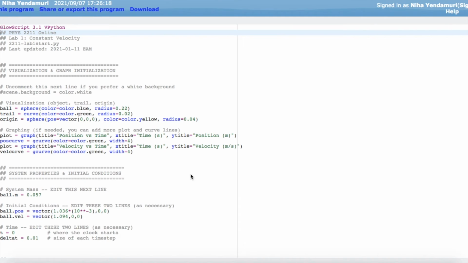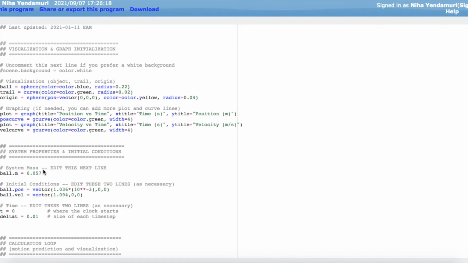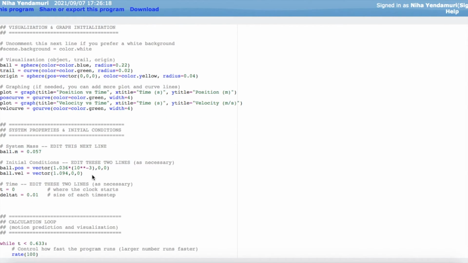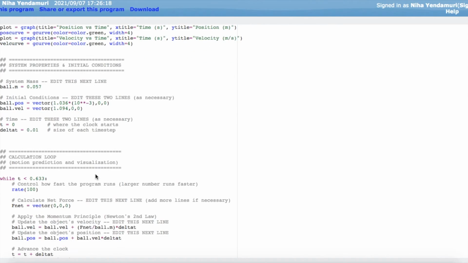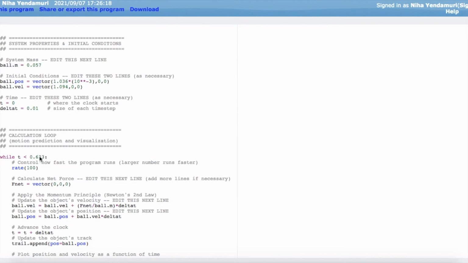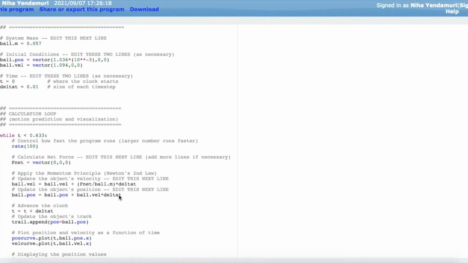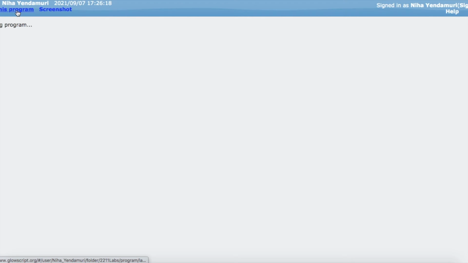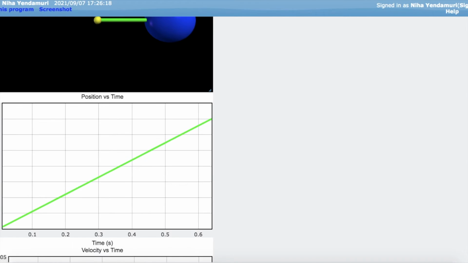So here's the code for our model, and here I put in the mass of the ball, and I also updated the initial position and the initial velocity of the ball, and I changed the time over here. And then for these two equations, I updated them to match the velocity update formula and then the position update formula. So if we run this program, it looks like this, and the graph is also positive and linear.